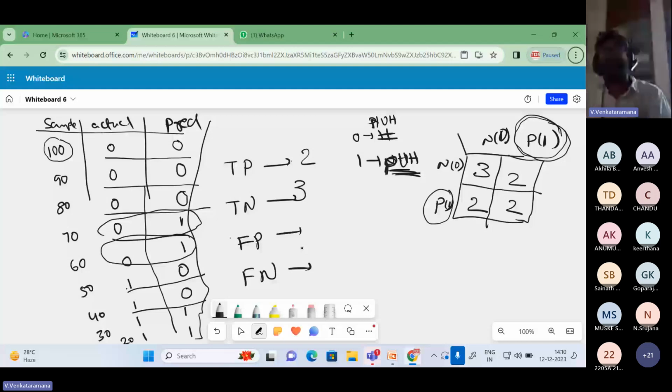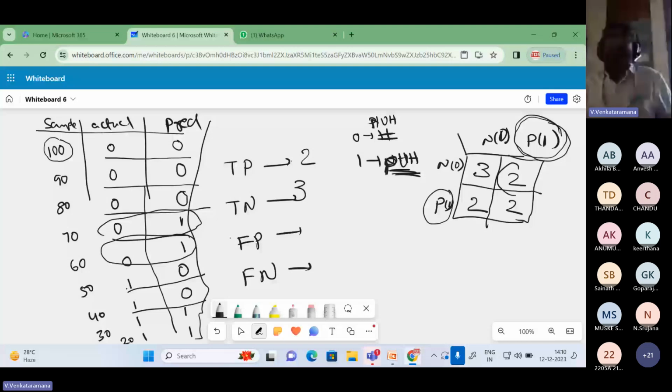And similarly, how can we calculate the accuracy? Accuracy of the model equals true positive plus true negative divided by all samples. True positive 2 and true negative 3, divided by all samples. How many samples are there? 2 plus 3 is 5, plus 2 is 7, plus 2 is 9, multiplied by 100. So this is the accuracy of your model. Like that we can observe the performance of any machine learning model used for a binary classification problem.